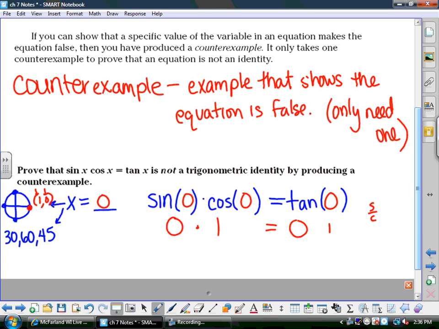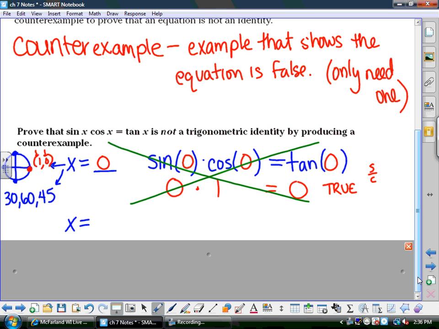Now, unfortunately, that's true, so we did not just find a counterexample. That's one of the few times when this happens to be true. So this did not work for us. We need to pick another value for x and see if that gives us a counterexample.